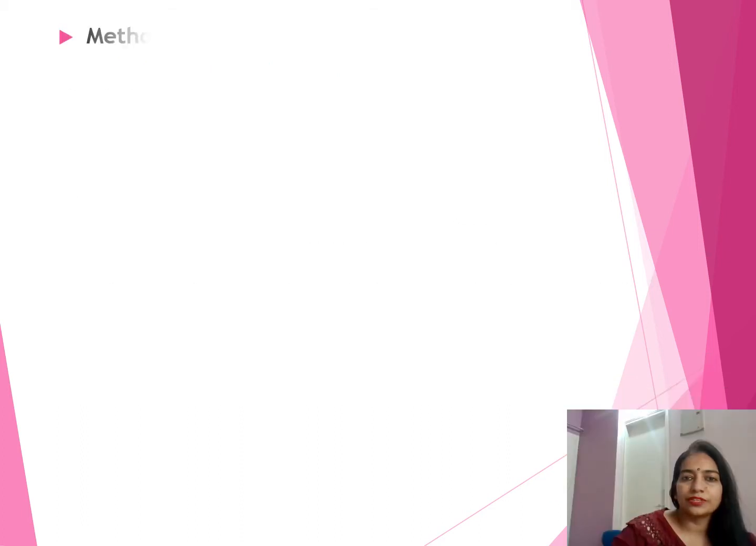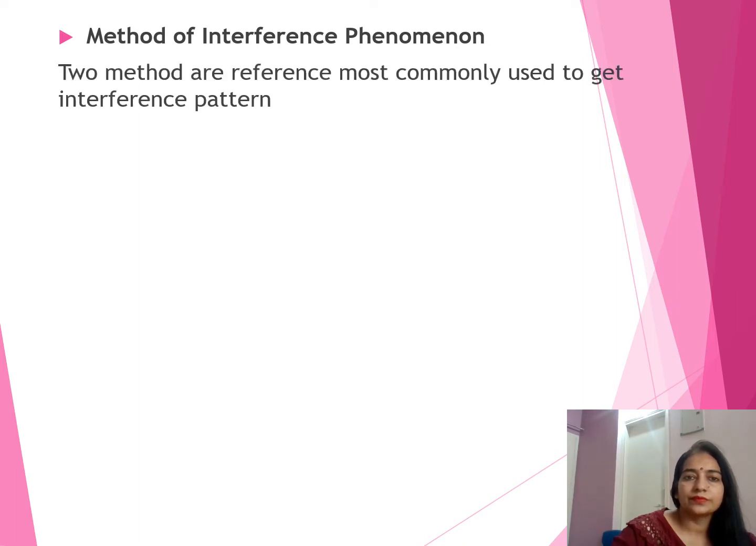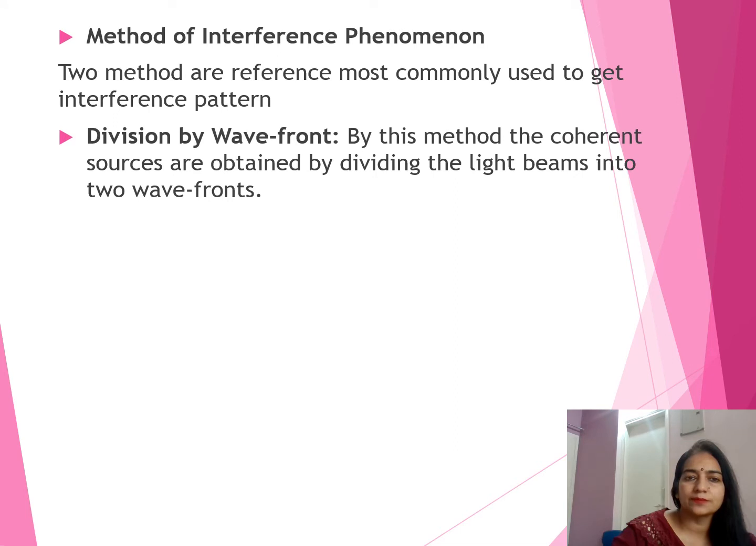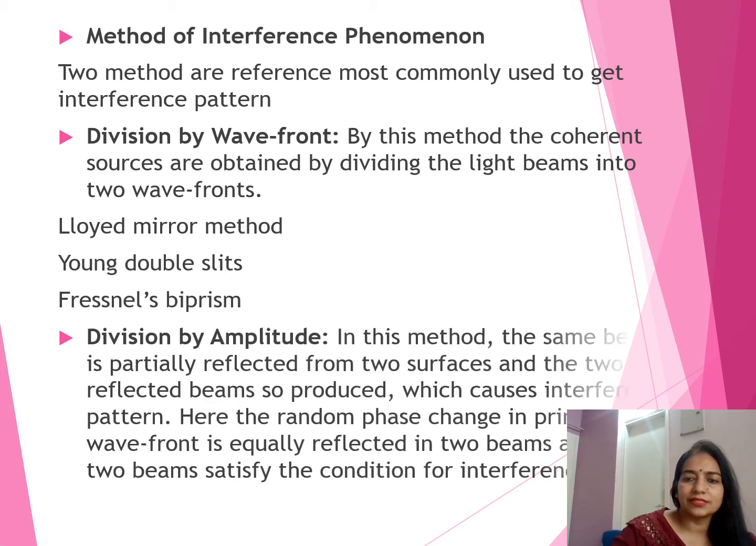So, methods of interference phenomena. Two methods are most commonly used to get an interference pattern: division by wavefront and division by amplitude. By this method, the coherent sources are obtained by dividing the light beam into two wavefronts. Examples are the Lloyd mirror method, Young double slit experiment, and Fresnel biprism.